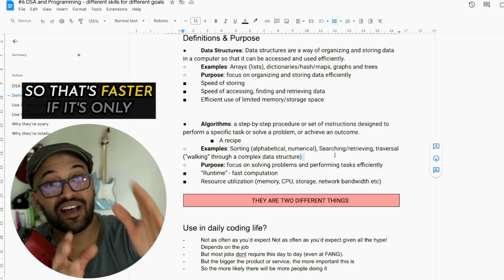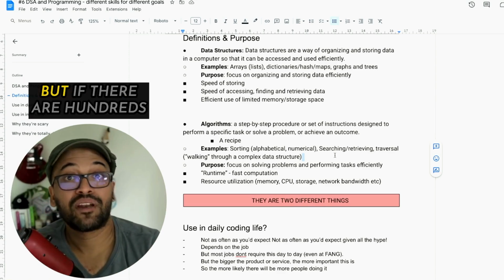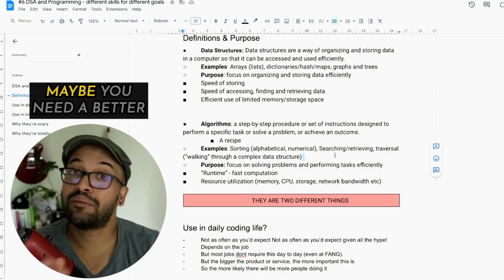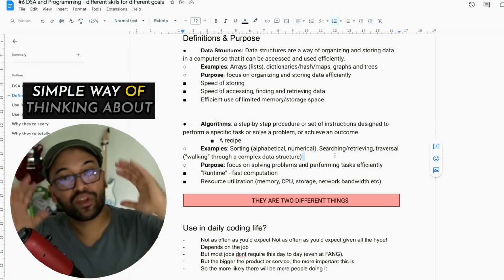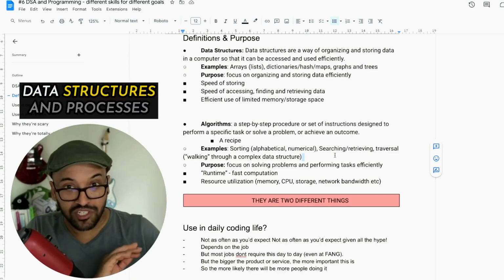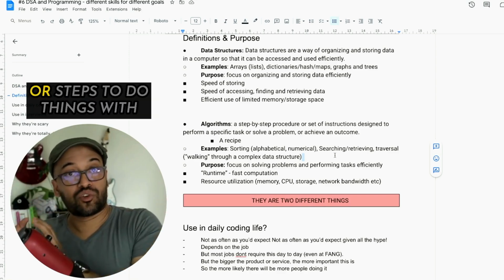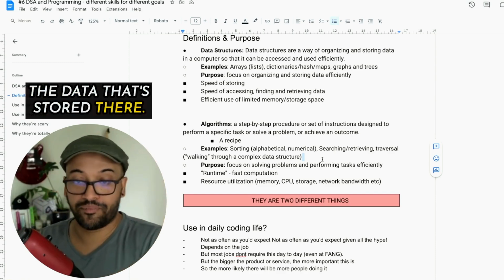So that's faster if it's only 4 books on a shelf. It's not worth the time sorting it maybe. But if there are hundreds of books on a shelf, then maybe you need a better system, right? So then you're combining data structures and algorithms. So that's a simple way of thinking about data structures and algorithms, an optimum way to combine data structures and processes or steps to do things with the data that's stored there, okay?